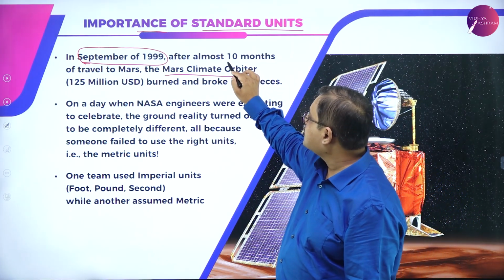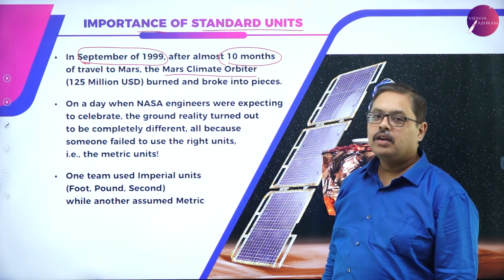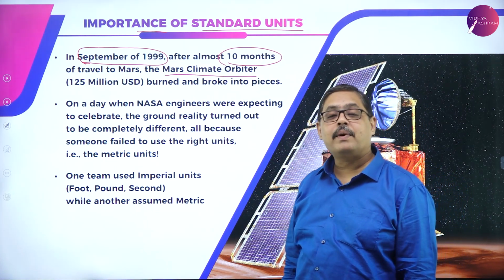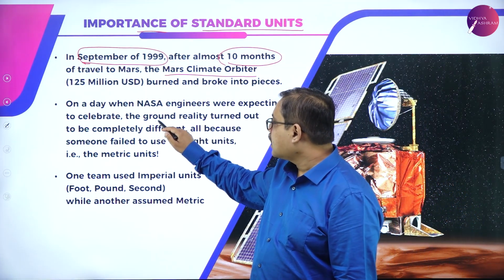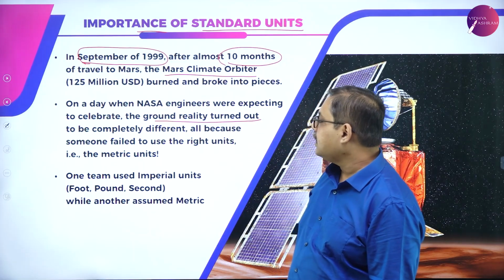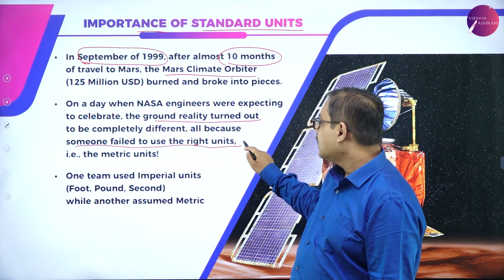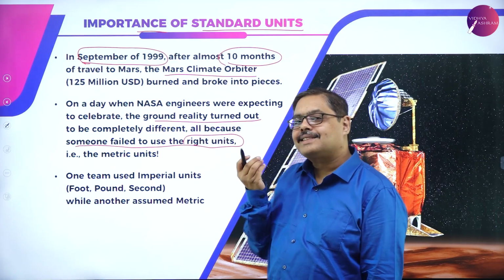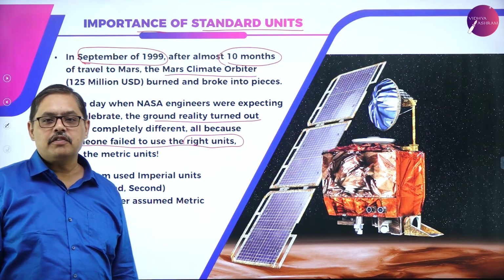It had almost taken 10 months to go into the orbit of Mars. When all the scientists were preparing to celebrate the success of the mission, the ground reality turned out to be completely different because someone had failed to use the right units. It blasted into pieces as soon as it reached the surface of Mars.